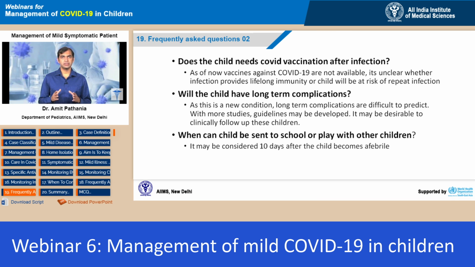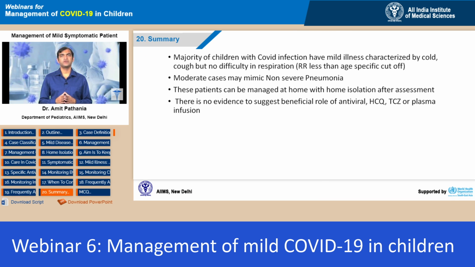So to summarize, the majority of children with COVID infection have mild illness characterized by cold, cough, but no difficulty in respiration, that is, respiratory rate less than a specific cutoff. Moderate cases may mimic non-severe pneumonia. These patients can be managed at home with home isolation after assessment. And there is no evidence to suggest a beneficial role of antiviral, hydroxychloroquine, tocilizumab or plasma infusion.